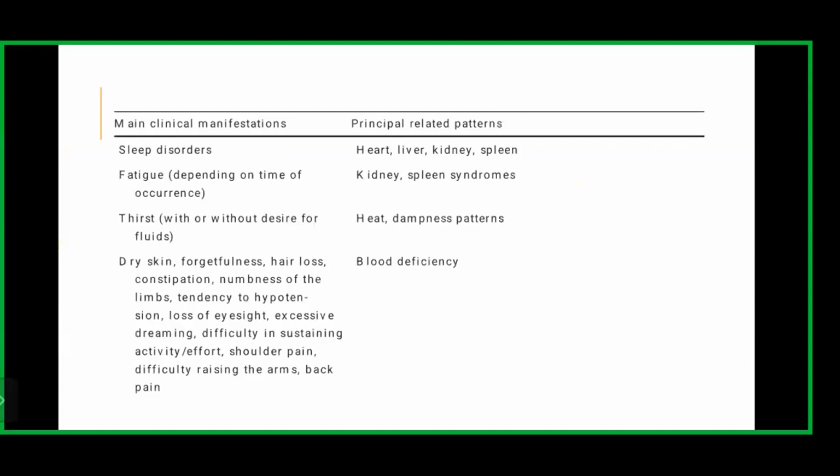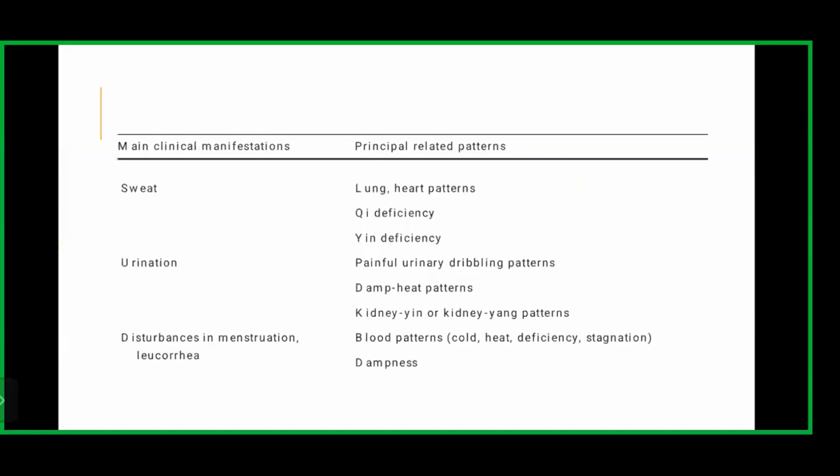If there's dry skin, forgetfulness, hair loss, constipation, numbness of the limbs, tendency to hypotension, loss of eyesight, excessive dreaming, difficulty in sustaining activity or effort, shoulder pain, difficulty raising the arms, or back pain, that's blood deficiency.